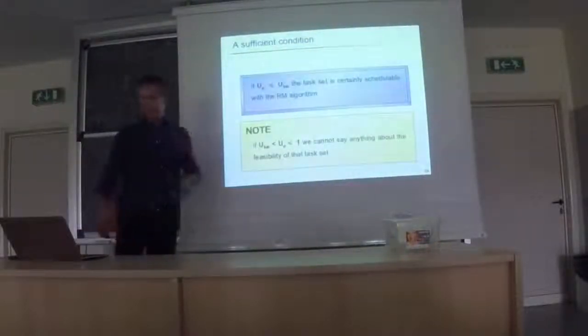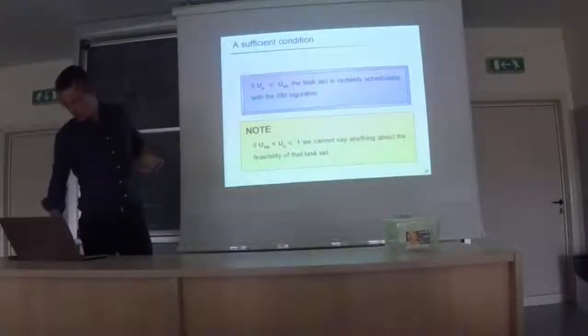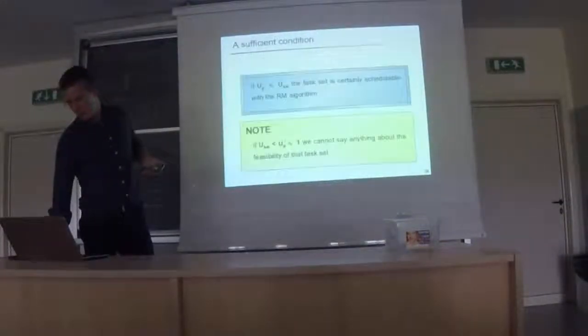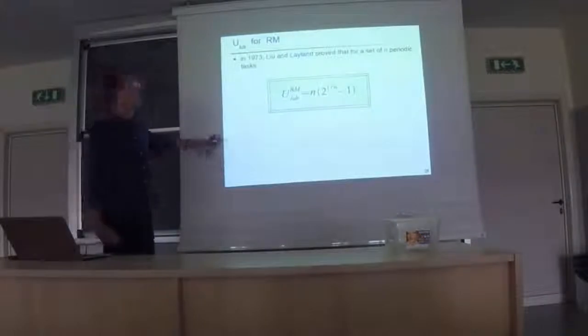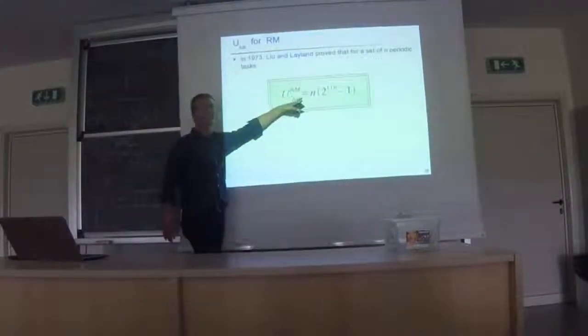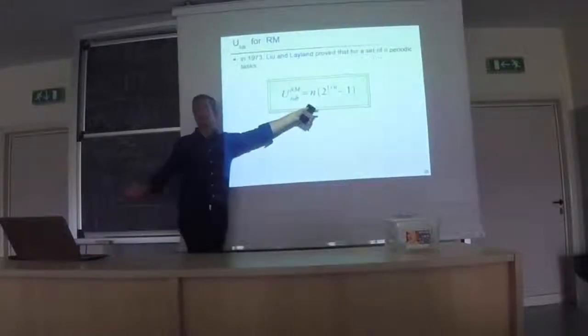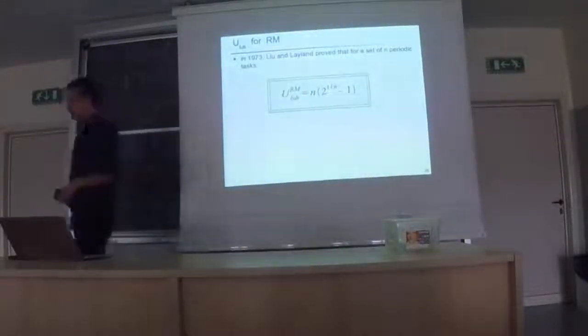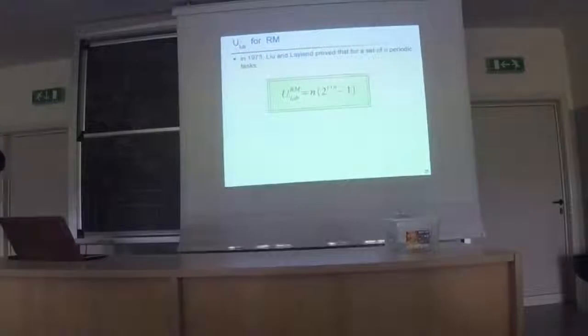This is a convenient stopping point. I will restart again next time to show you that the least upper bound with rate monotonic can be derived with a rather simple formula which is essentially a function of the number of tasks. Okay? Given n, the number of tasks, I can compute the utilization least upper bound.